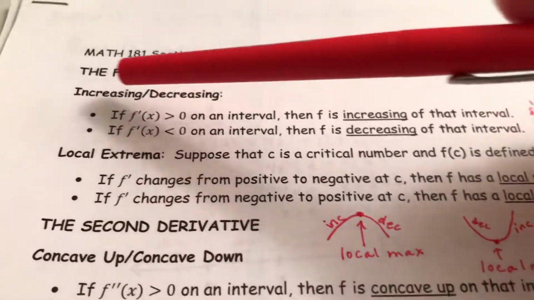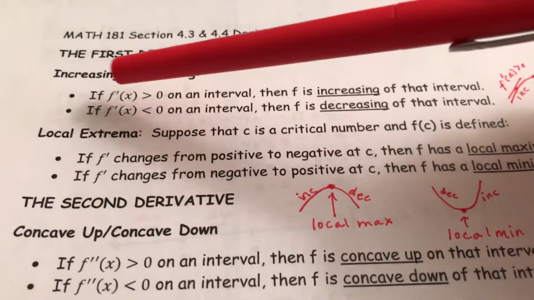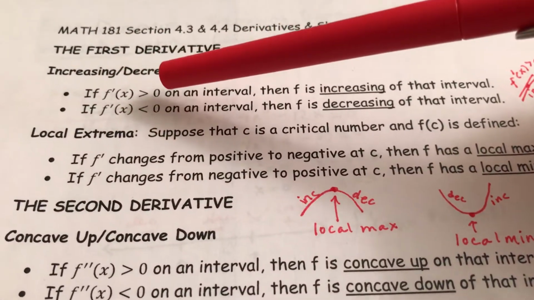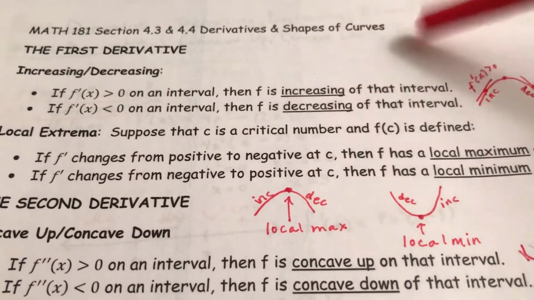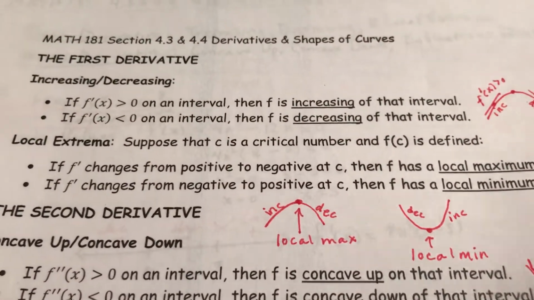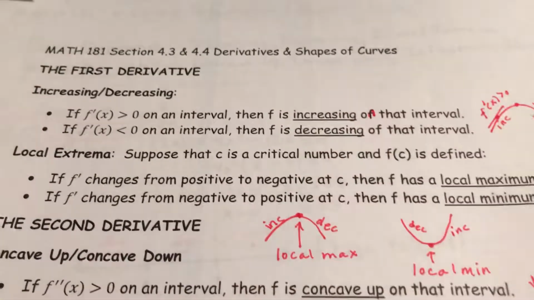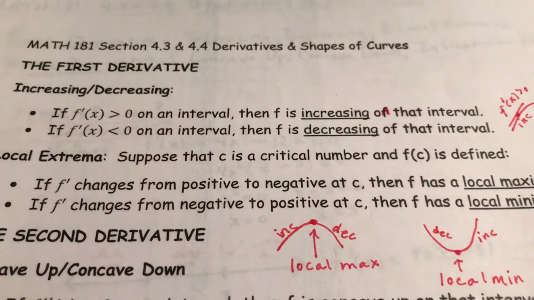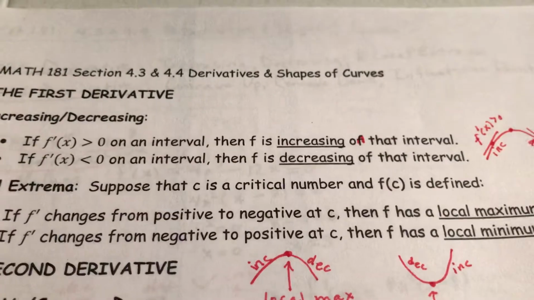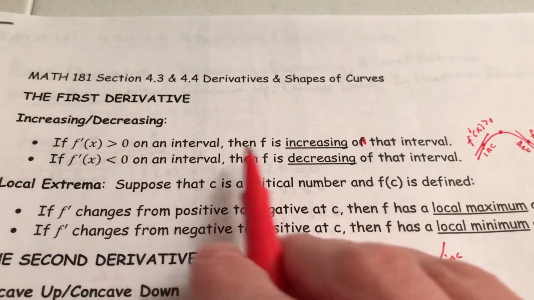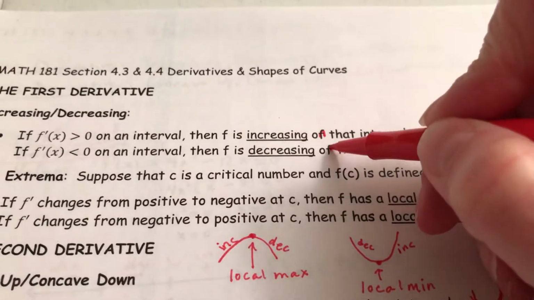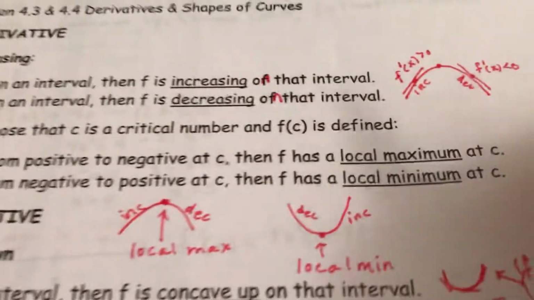So let's see. Increasing, decreasing. If f prime of x is greater than 0, that means positive on an interval, then f is increasing on that interval. If f prime of x is negative, less than 0 on an interval, then f is decreasing. So the derivative is saying something about f being decreasing on that interval.